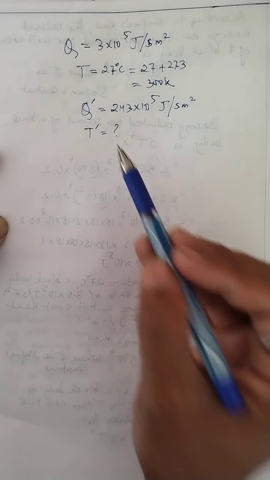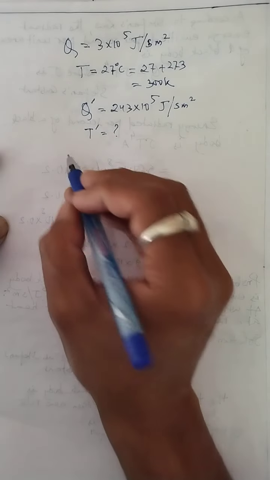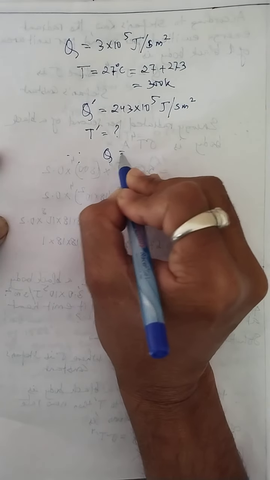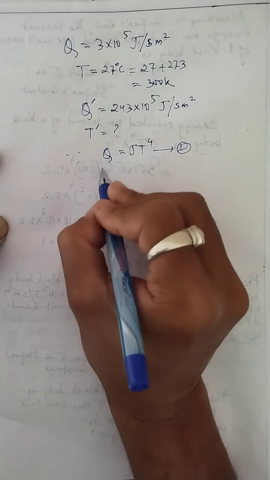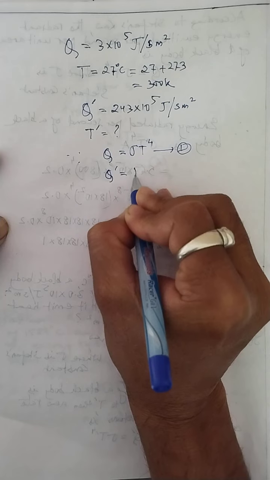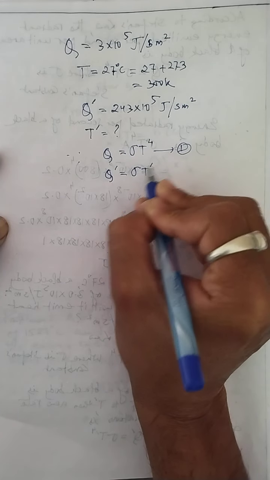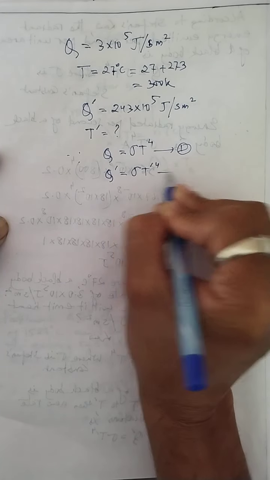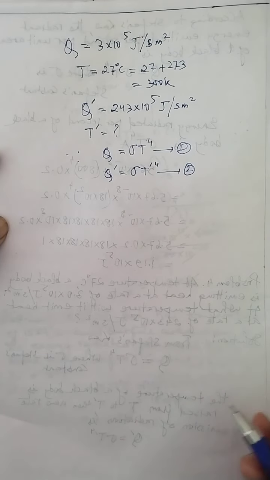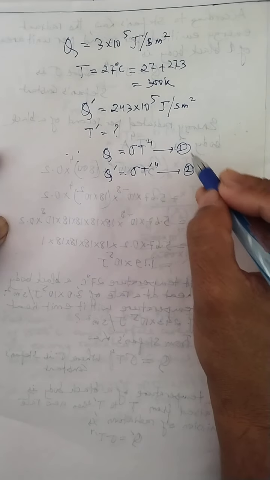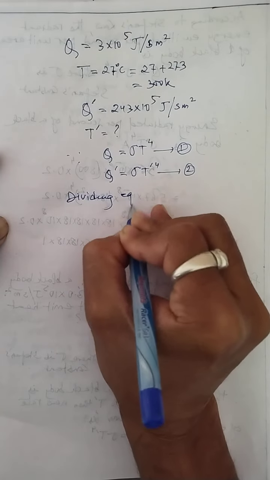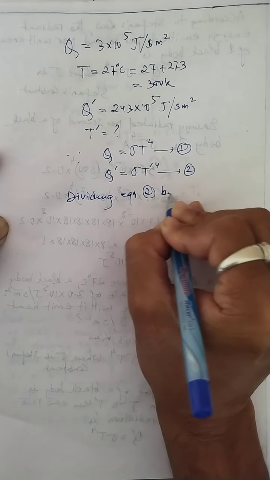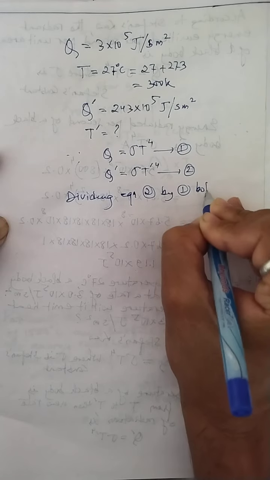In order to calculate this particular temperature, I use the relation, and the relation is Q equals sigma T to the power 4. Let me give this as equation 1, and Q dash is equal to sigma T dash to the power 4, equation 2. So these are the two equations which I formed from Stefan's law. Now what I do, I divide equation 2 by 1 both sides.